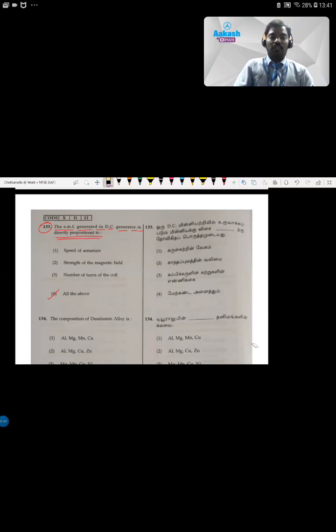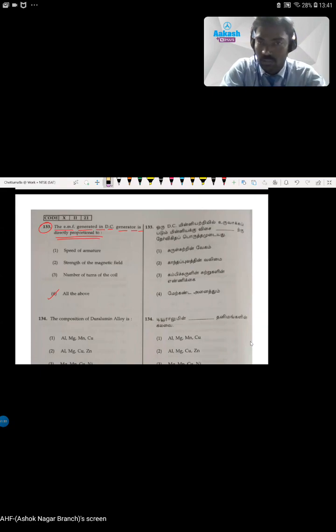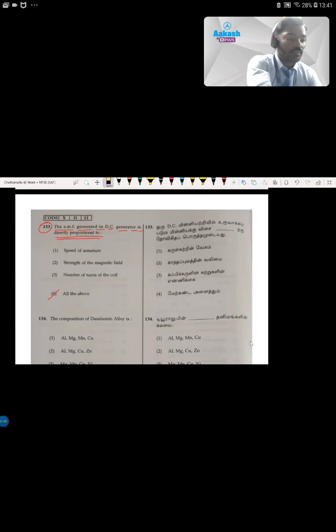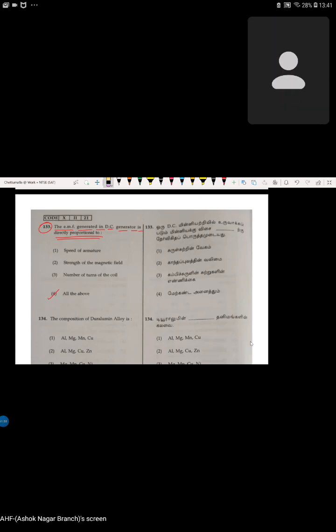Okay, students, for all these 13 questions, I'm expecting most of the students will get 13 out of 13 in physics. All questions are direct questions from the Tamil Nadu State Board textbook. Any more doubts in physics? Out of 13 questions, any doubt?